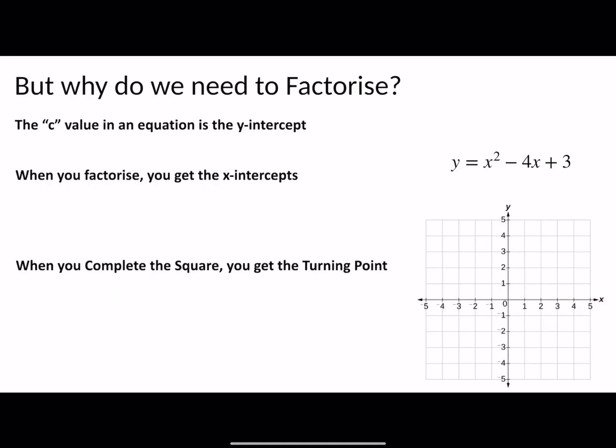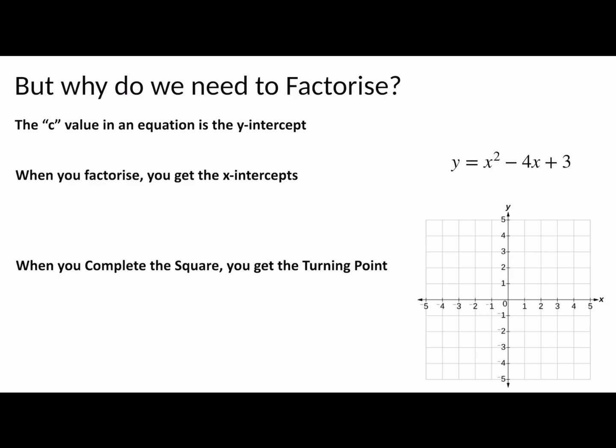But sir, why do we need to factorise? When am I ever going to use this in life? Well, we don't know. You may become a fireman, you may become a teacher, you may become a scientist. Who knows? But the reason we're factorising is that it changes the look of the equation and gives you various bits of information.